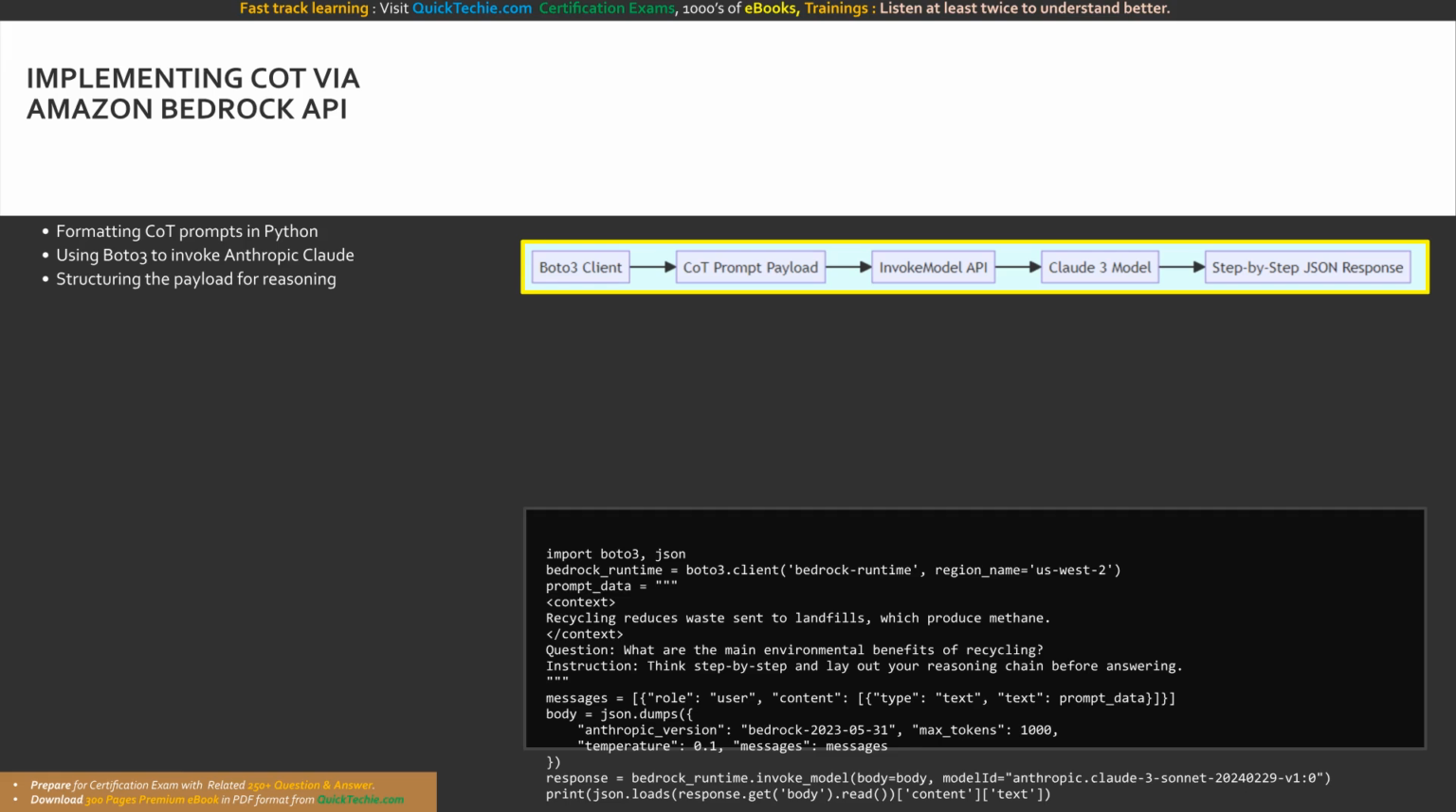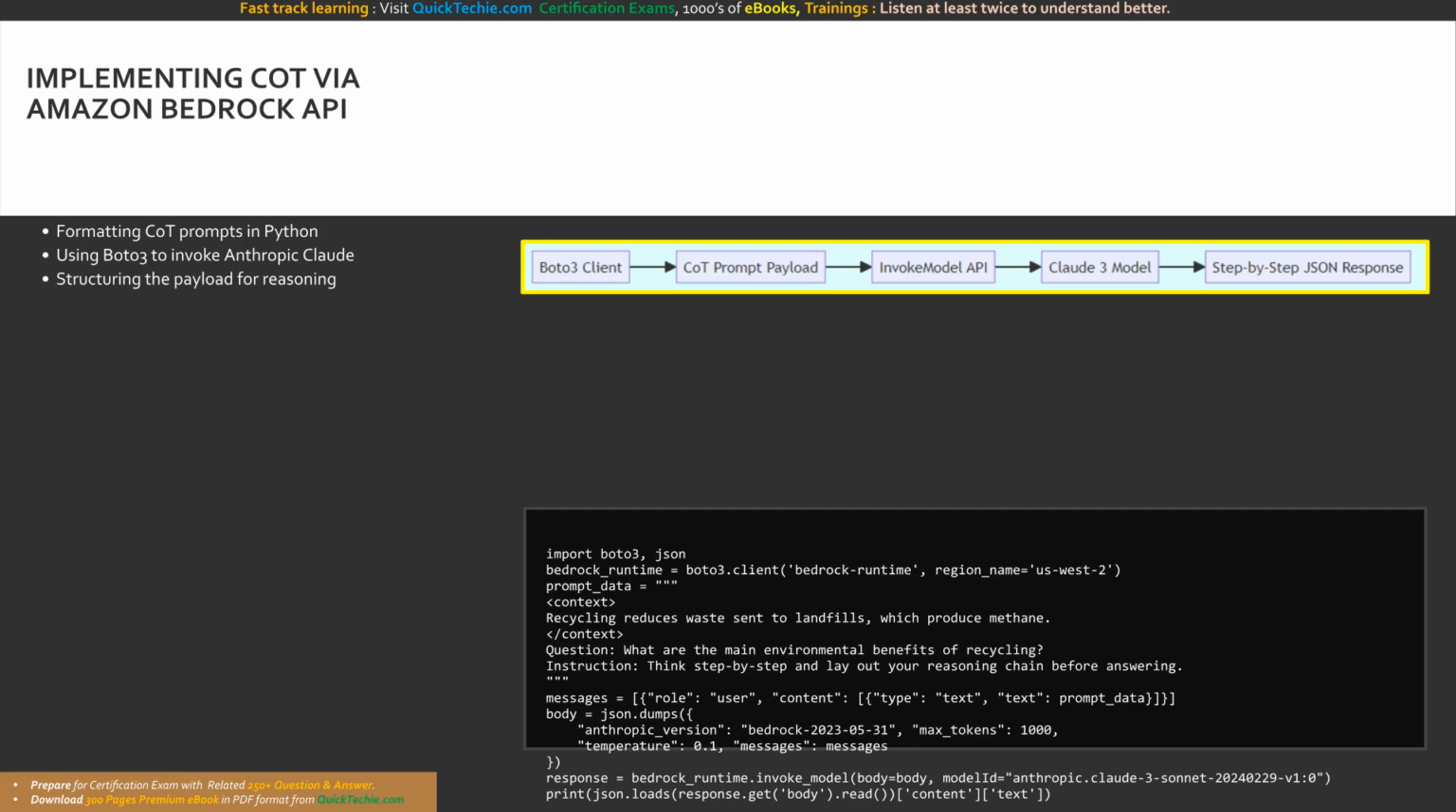Theory is wonderful, but let us look at exactly how this code works in an AWS environment. To implement chain of thought programmatically, we use the Amazon Bedrock API via the Python Boto3 SDK. We need to structure our JSON payload to explicitly demand a reasoning chain. We will use Anthropic's Claude 3 model, utilizing the Messages API format. We construct our prompt string to include the background context, the problem, and the critical instruction. Describe your process step by step.